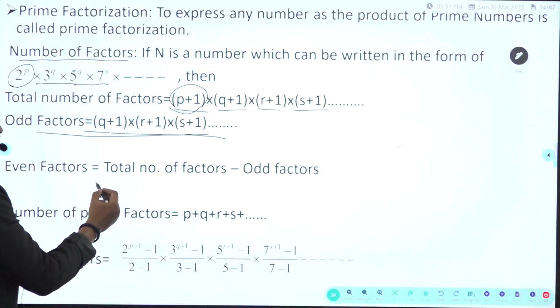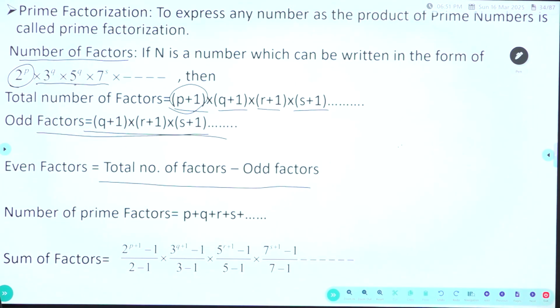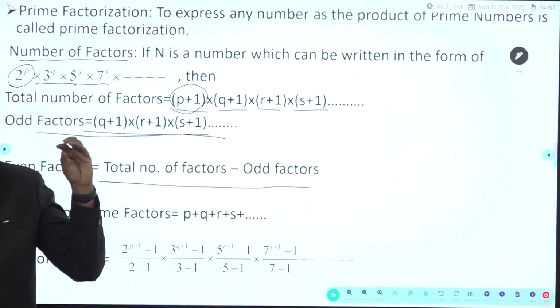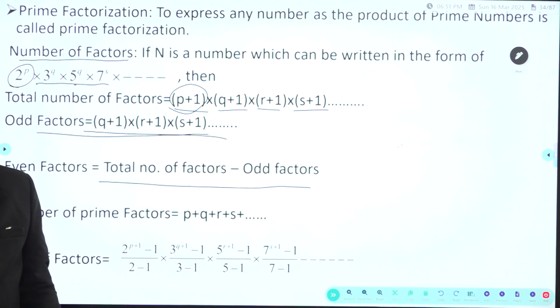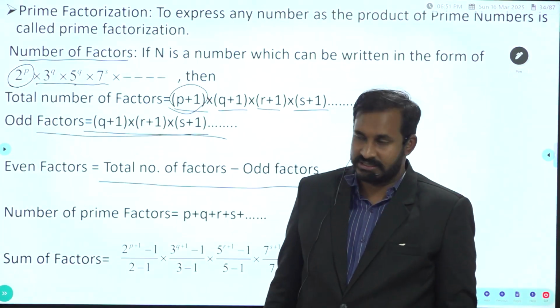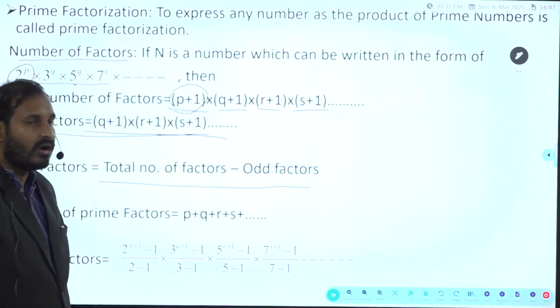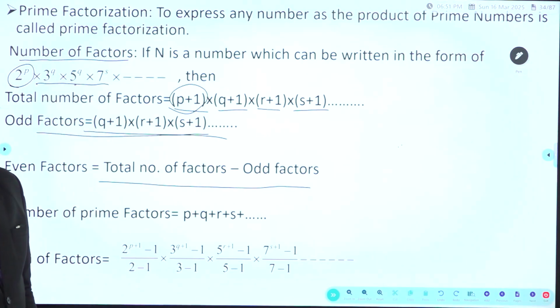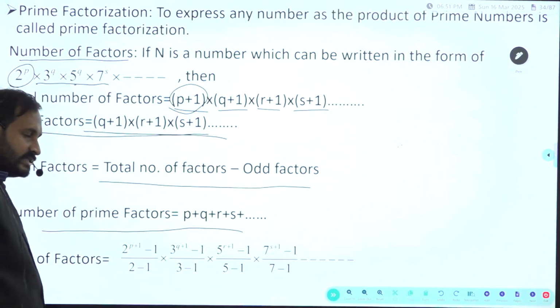Next, even factors means, you know that we don't have any special formula for even factors. To get the even factors, we need to find the total number of factors and we need to subtract odd factors from it. Why? Because we have the formula for total factors and odd factors. We don't have any specific formula for even factors. So you need to find the total number of factors and then subtract the odd factors from it. Okay, next, number of prime factors means simply add the powers.